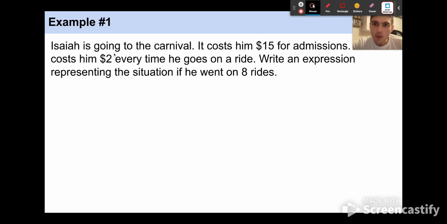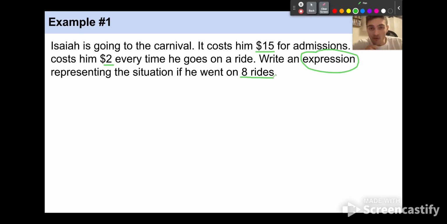All right, let's go into our word problems now. We're going to practice just representing this using, first, we're going to do an expression. Isaiah is going to the carnival. It costs him $15 for admission. So as we read in math, it's helpful if as soon as you see a number, you should probably underline it. It costs him $15 for admission. It also costs him $2 every time he goes on a ride. Write an expression, not an equation, representing the situation if he went on 8 rides.